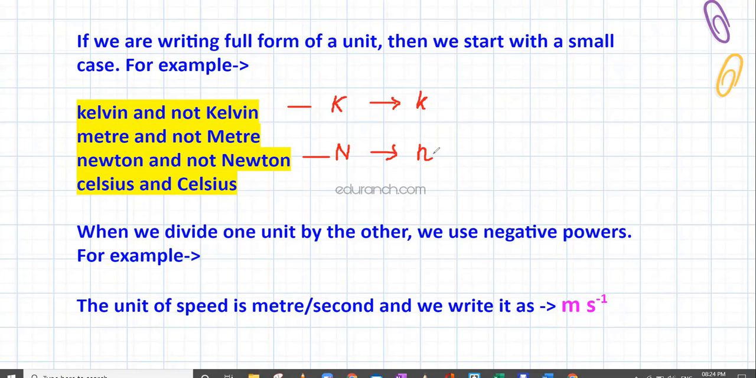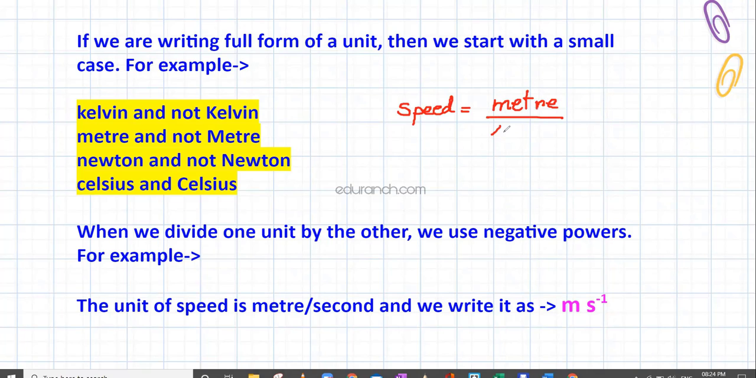Now, when we divide one unit by the other, we use negative power. Now, what does that mean? Okay, let's learn about that. Okay, so the unit of speed is meter. So the formula to find speed is meter by second, right? First, let's see, the formula for speed is meter by second.